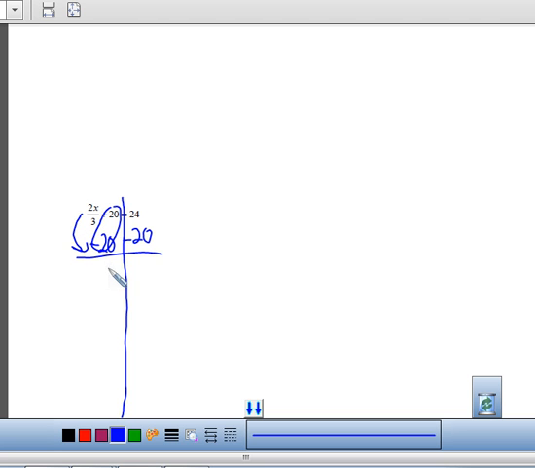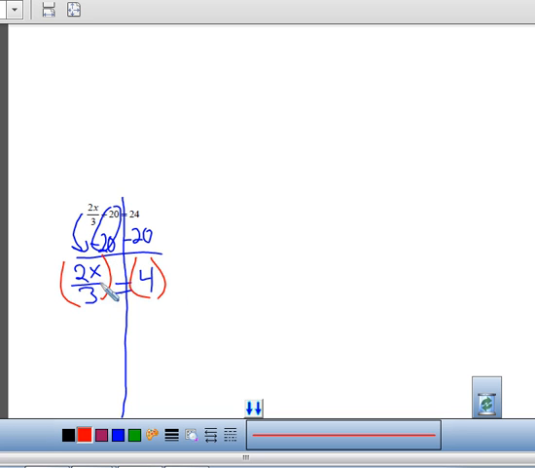And this comes down. So I have 2x over 3 equals 24 minus 20 is 4. Now, we have a few ways we can do this next step. We could multiply both sides, or divide both sides by 2/3. But that's the same as multiplying by 3/2.